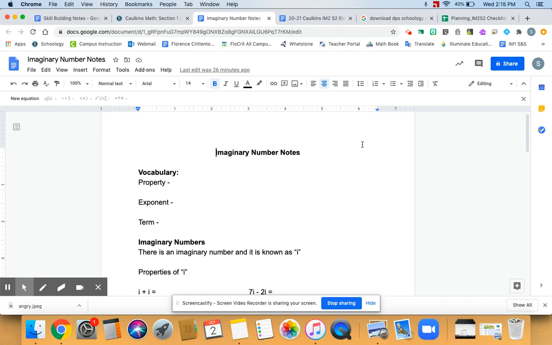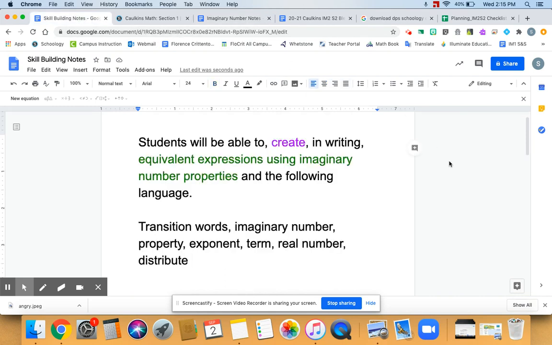To begin, I'm going to start off with our CLO for today, our Content Language Objective. I'm going to read this aloud. While I do, think about what you think it means and what we're going to actually do in this lesson, because at the end, you're going to tell me what you think we're doing today.